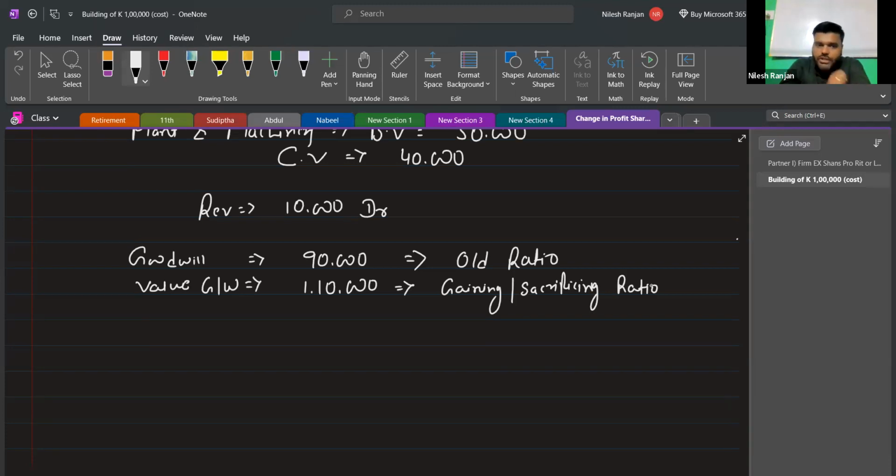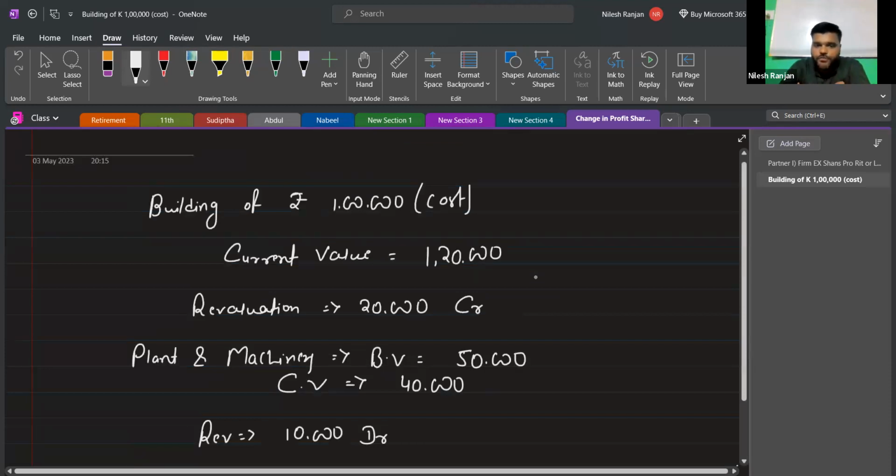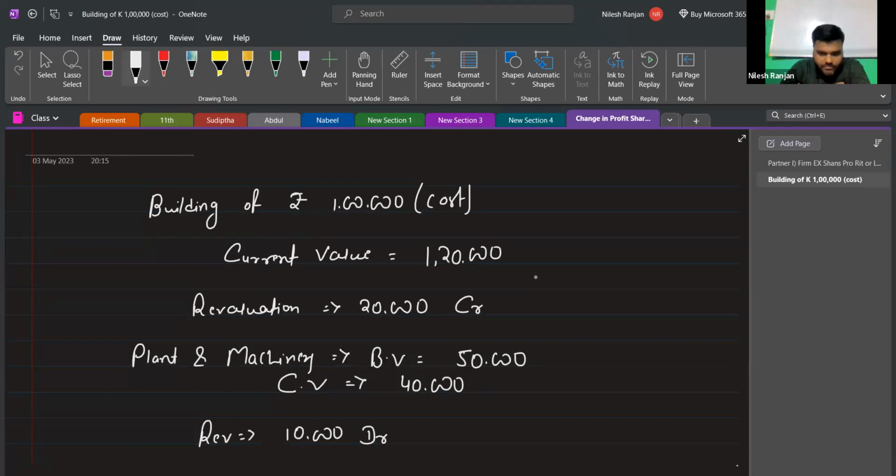Now, if we talk about journal entry, in the first case, a building of rupees 1 lakh, which is valued at 1,20,000 right now, so revaluation profit is 20,000. What will be the journal entry in this case? Can you repeat? There is a building with a cost of rupees 1 lakh, and the current value is 1,20,000. So there is a profit of 20,000. What will be the journal entry? Is it revaluation account debit to building? Revaluation account debit to building.